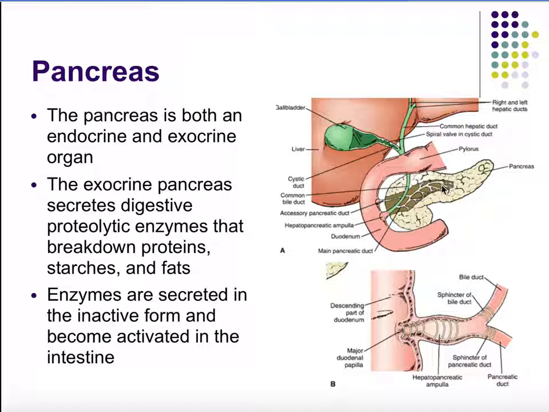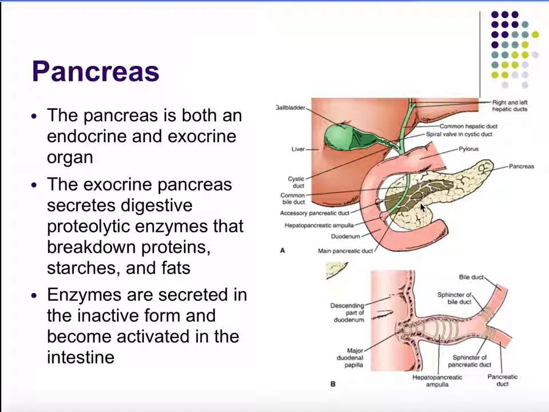So if you recall, the pancreas is both an endocrine and exocrine gland. The endocrine part of the pancreas we talked about earlier when we talked about the islets of Langerhans and insulin and glucagon. Now we're going to focus on the exocrine pancreas. So the exocrine pancreas is going to secrete digestive proteolytic enzymes. These proteolytic enzymes, or digestive juices, are going to be secreted into the small intestine to help break down proteins, starches, and fats that we are eating.